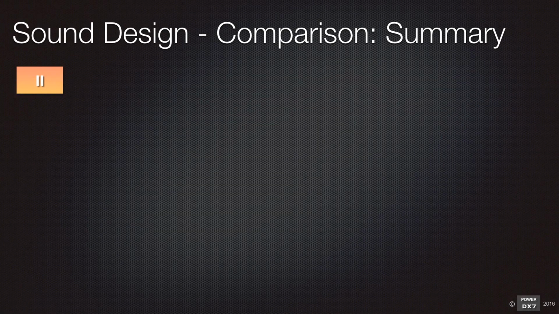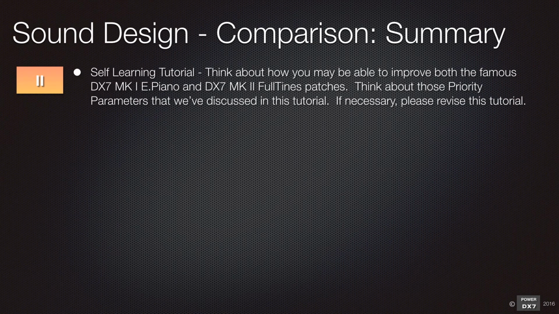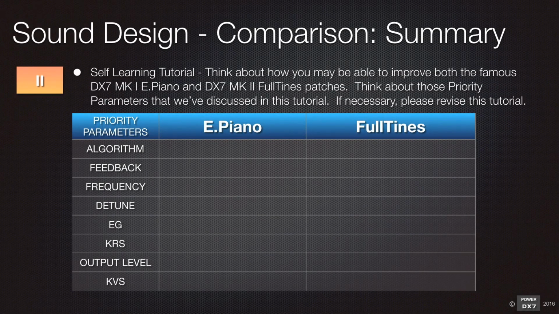You can pause this video for self-learning tutorial. You can think about how you may be able to improve both the famous DX7 Mark I E.Piano 1 and the DX7 II Fulltines patches. Think about those priority parameters that we've discussed in this tutorial. You can use this blank table as an example to come up with your own ideas. If necessary, please revise this tutorial.